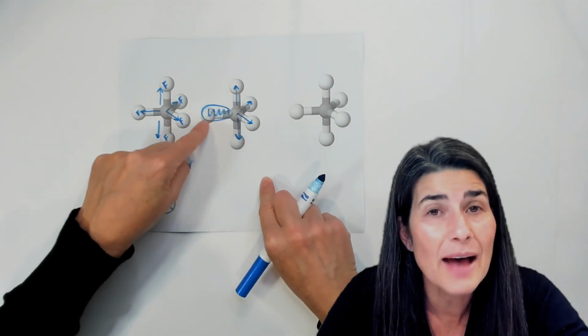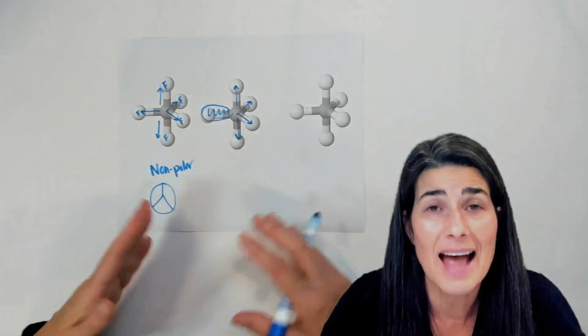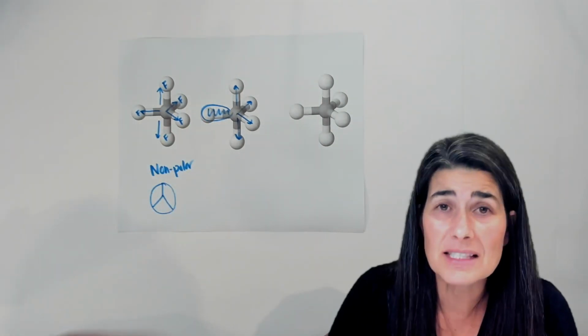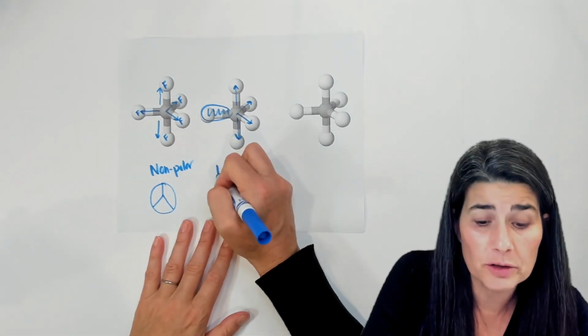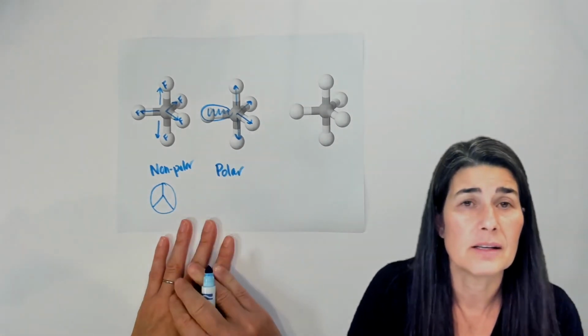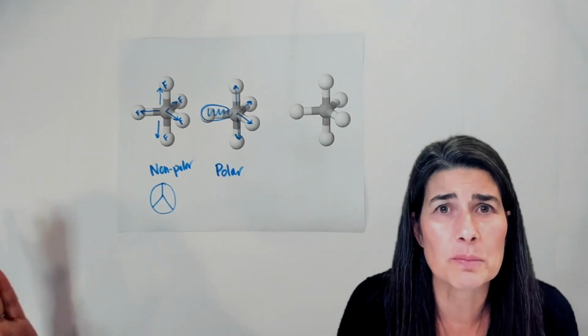There is no counterbalance here. This is not symmetrical. If it's not symmetrical, there will be a winner. And overall, there will be a pull for electrons. And this is polar. One lone pair is always polar.